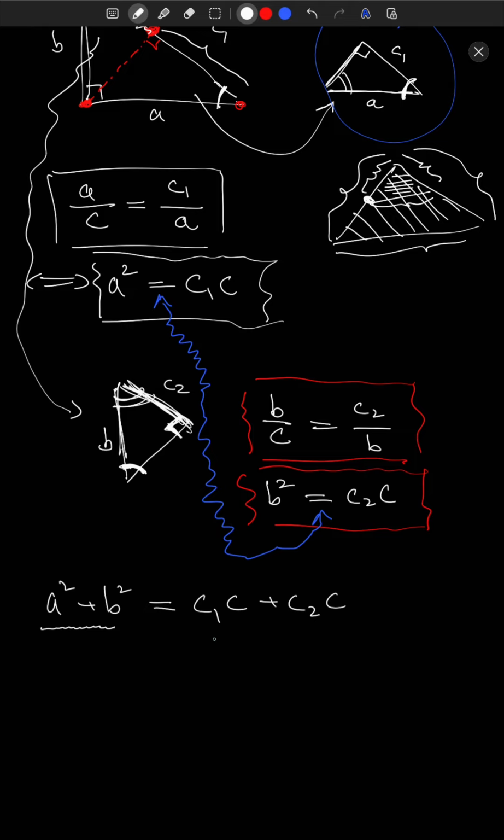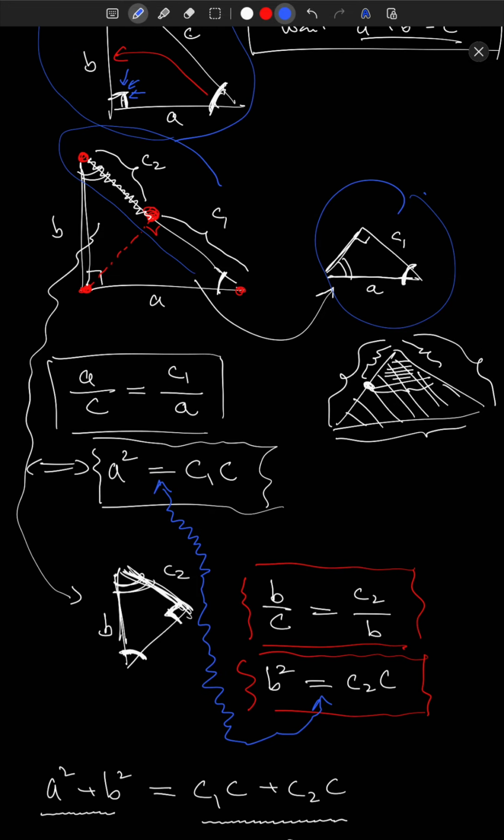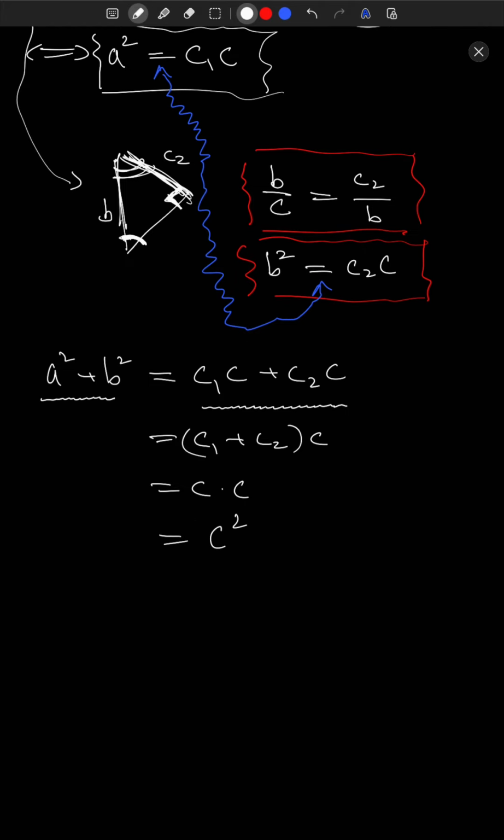So what I would like is for the right-hand side to be C squared. If the right-hand side is C squared, then I'm done. That's the Pythagorean theorem. But look at this. We've got C and C, so we can pull out that C, so C1 plus C2 times C. But what's C1 plus C2? Well, C1 plus C2 is exactly C, because I'm breaking up C into two pieces, C1 and C2. So their sum is just C. So this is equal to C times C, which is C squared.